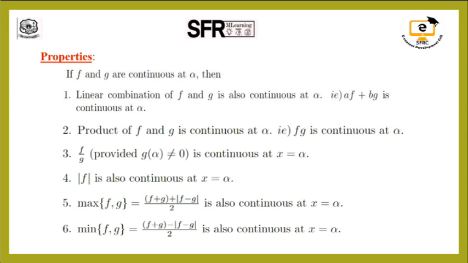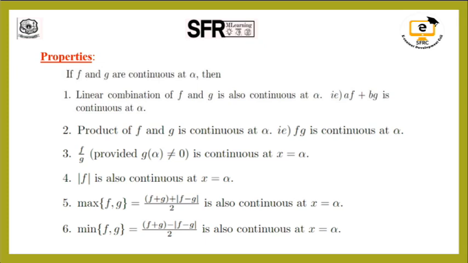We are taking the quotient, right. So our denominator has to be not 0. So g of alpha has to be not equal to 0. And the fourth property is if we are having a continuous function and if we are taking the modulus of that function, then that function is also continuous at the point x equal to alpha. So modulus of any continuous function is continuous. And the fifth property is if we are having two continuous functions f and g and if we are taking the maximum of these two functions, then the resulting function is also a continuous function.